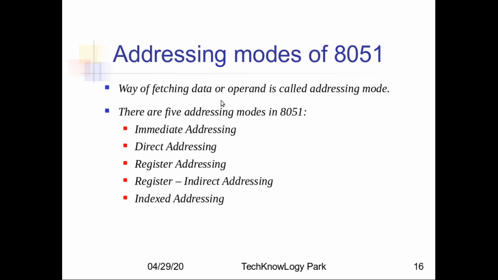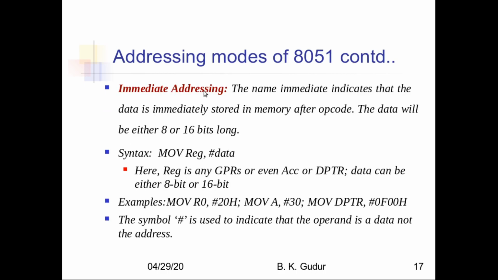In 8051, basically there are 5 different addressing modes: immediate addressing, direct addressing, register addressing, register indirect addressing, and lastly indexed addressing mode. So now we are going to see one by one these addressing modes in detail. The first one is immediate addressing.